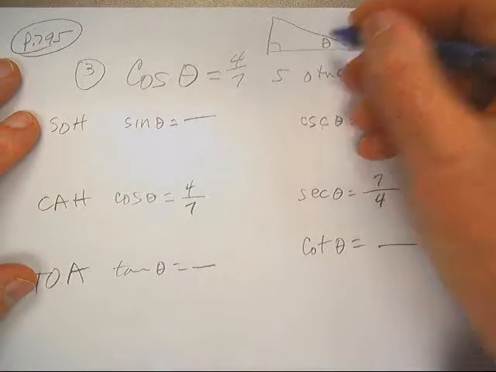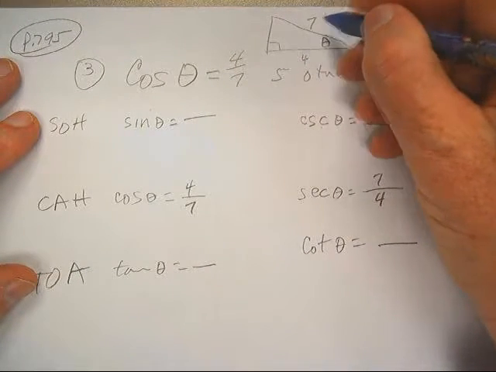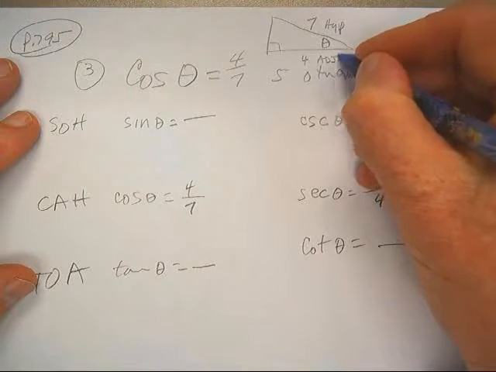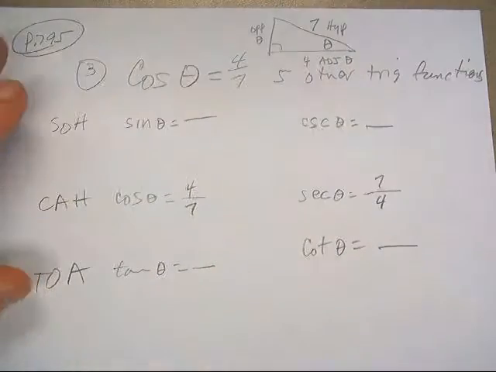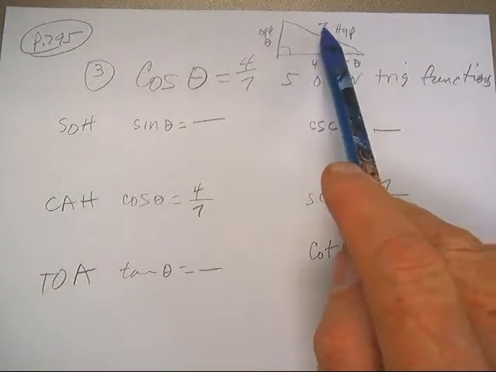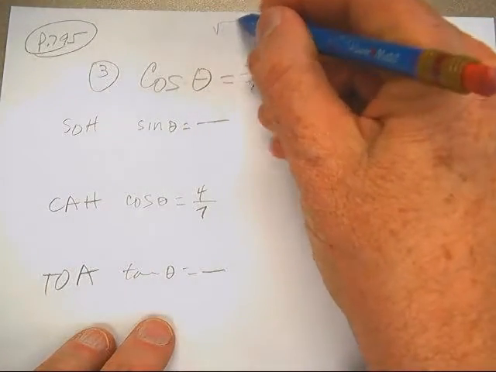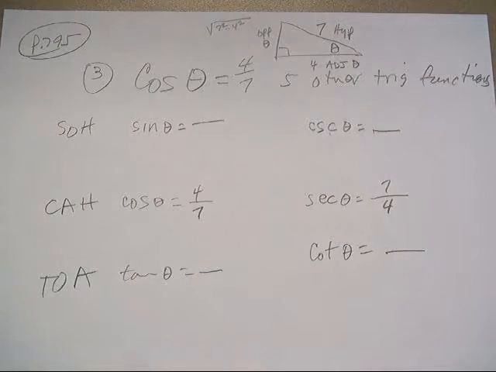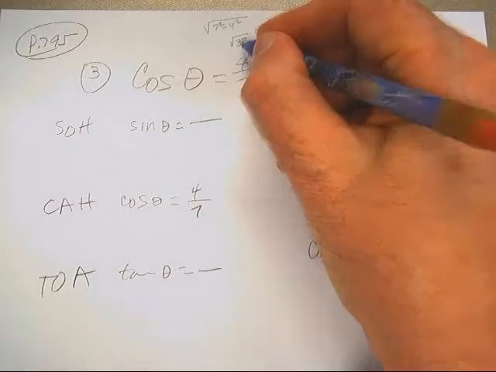We'll let this angle over here be the Greek letter theta, adjacent, hypotenuse. This one is adjacent to theta. This side over here is opposite theta. So notice we have 2 of the 3 sides of the triangle. So this one over here will wind up being 7 squared minus 4 squared. That's 49 minus 16. That's root 33.